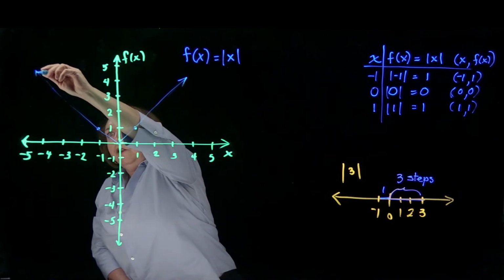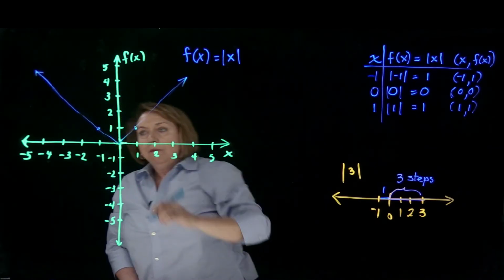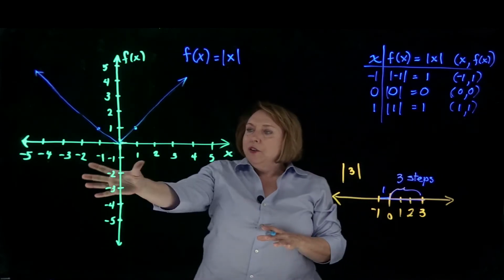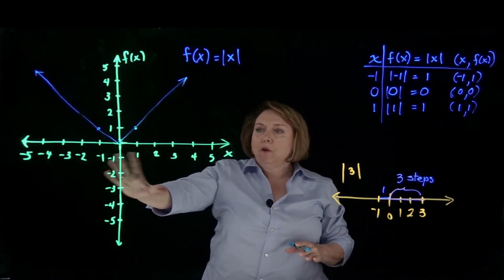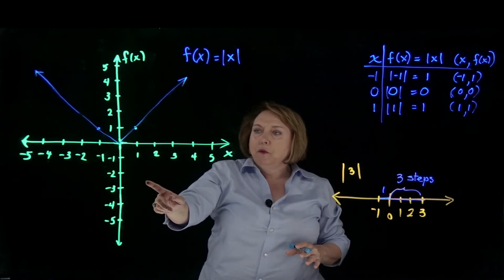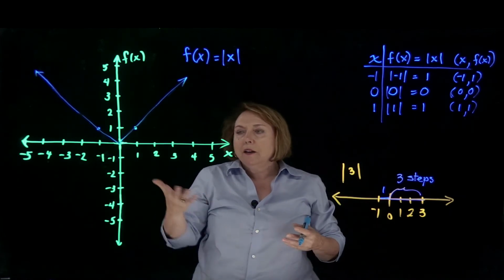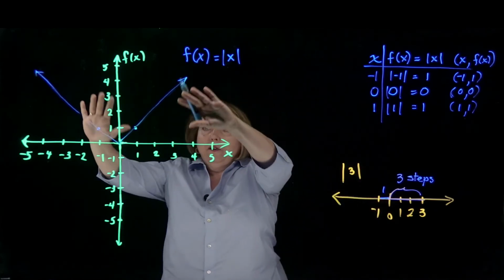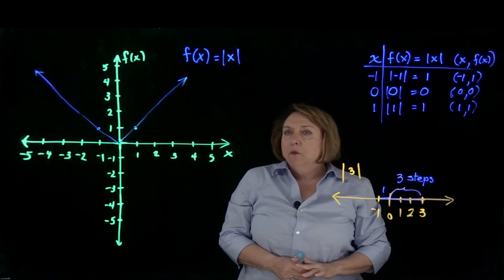and this absolute value function takes on a V shape. So it will always have this shape. You notice there's nothing down here in quadrants 3 and 4. And the reason why is because absolute value is never negative. That's why all your graph will be in quadrants 1 and 2.